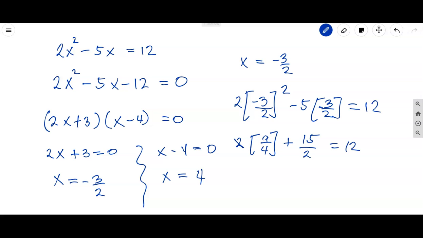So this one now will cancel out. 9 over 2 plus 15 over 2 will give us 12. So 9 plus 15 is 24, divided by 2 equals 12, so 12 equals 12. Okay, let's go to the next example.